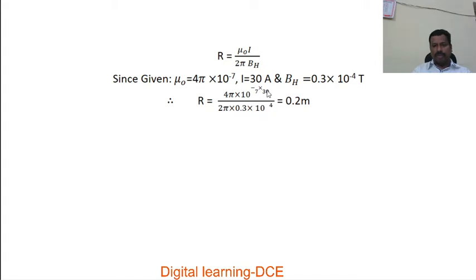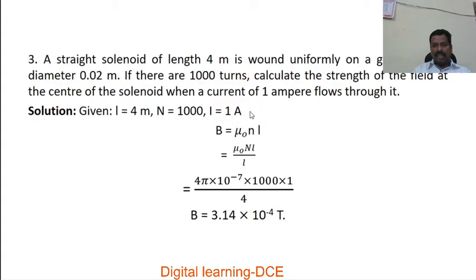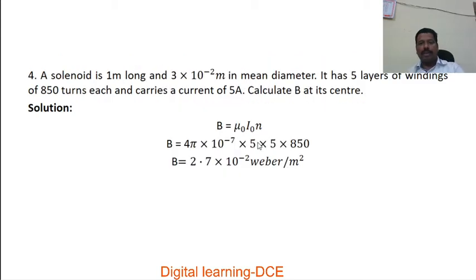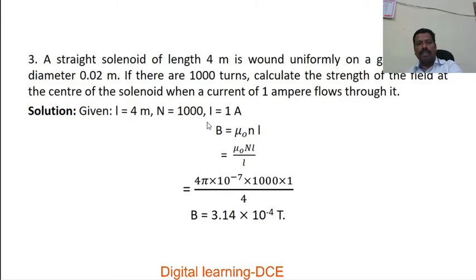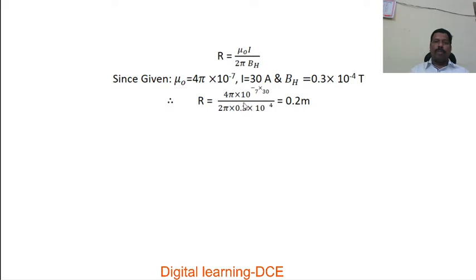There is a mathematical error in this expression. You observe this, sorry, here 4 pi into 10 to the power of minus 7 into 30, divided by 2 pi into 0.3 into 10 power 4, that is equal to 0.2 meter.